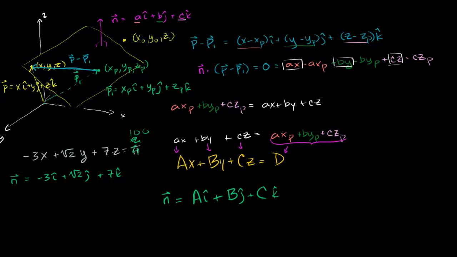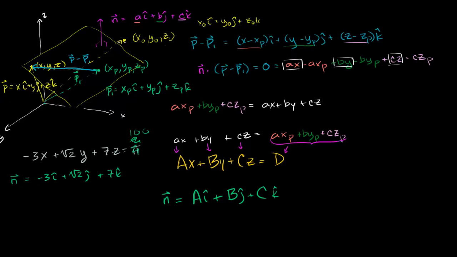I could draw the position vector like this. So the position vector, let me draw better dotted lines. The position vector for this could be x naught i plus y naught j plus z naught k. It specifies this coordinate right over here.